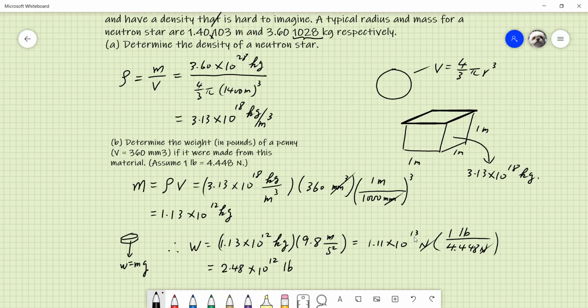Again, the size is unimaginable. The weight is unimaginable. You can think about it: if you make a penny from the material in a neutron star, the weight is 2.48 times 10 to the 12 pounds. Extremely, extremely heavy, right?